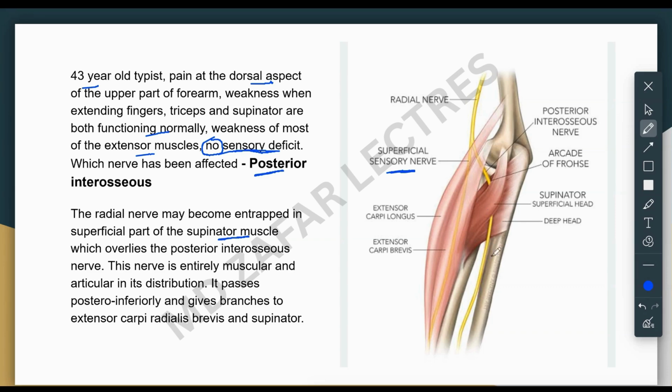Now this deep branch is known as the PIN, and it passes between the two heads of the supinator muscle. So this is a separate MCQ in itself as well. Between the passage of these two heads, the radial nerve can either get compressed or it can get damaged. So if there is a firearm injury or any fracture of this area which involves the radius specifically, it can cause damage to the PIN. In that case, there will be only loss of the extension of the fingers and wrist because the radial nerve has already supplied the triceps above the elbow. So the function of triceps will remain normal and there will be no sensory deficit in case of PIN.